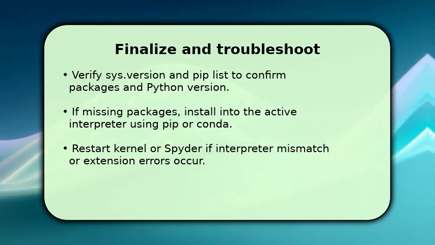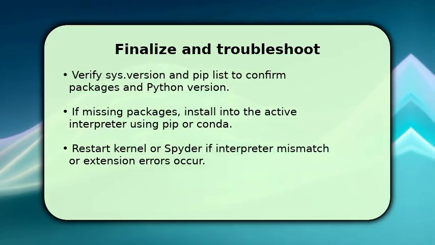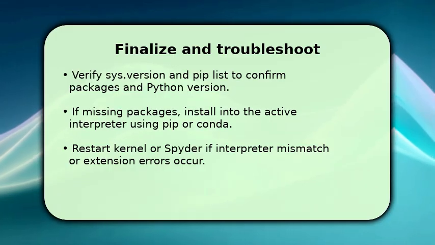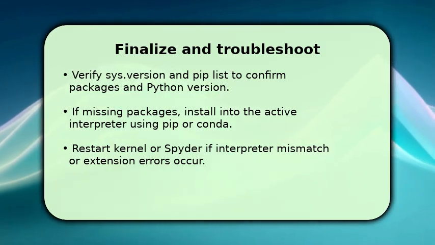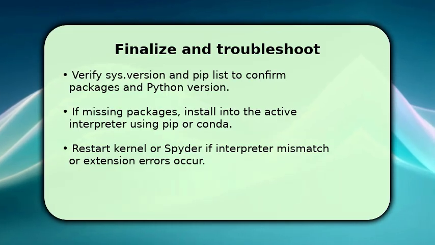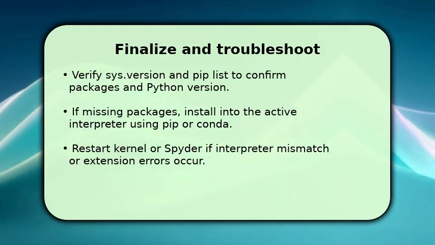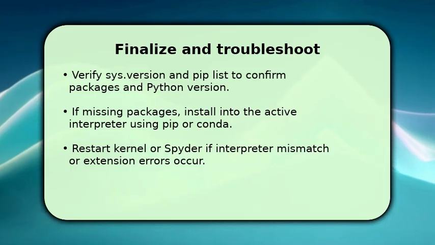If packages are missing, install them into that interpreter. Use pip install or conda install while targeting the selected environment. If the console fails to start or shows a version mismatch, restart Spyder again and double-check the interpreter path for typos.